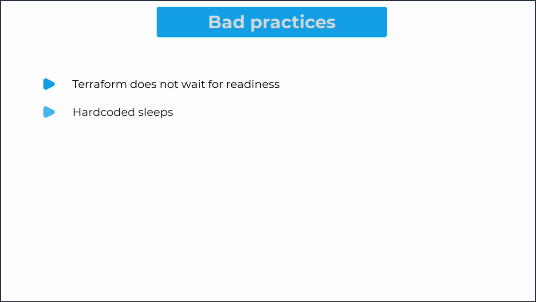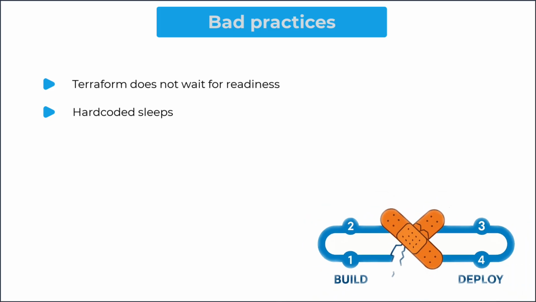To fix the previously mentioned problem, we used hard-coded sleeps in the Jenkins pipeline. This makes the pipeline very unreliable, because sometimes it's way too long and sometimes it doesn't wait enough. We need a proper health check to fix this problem.